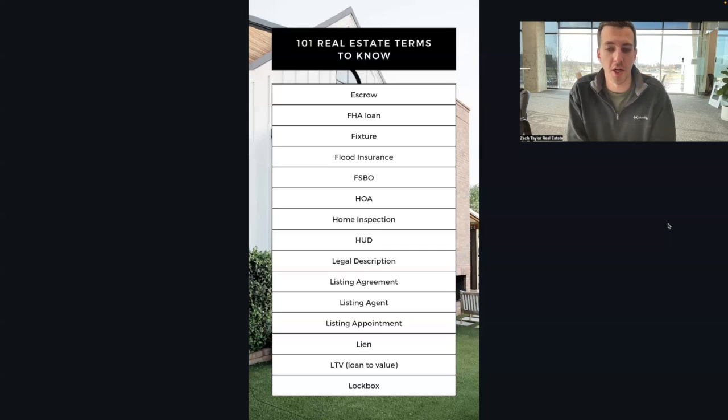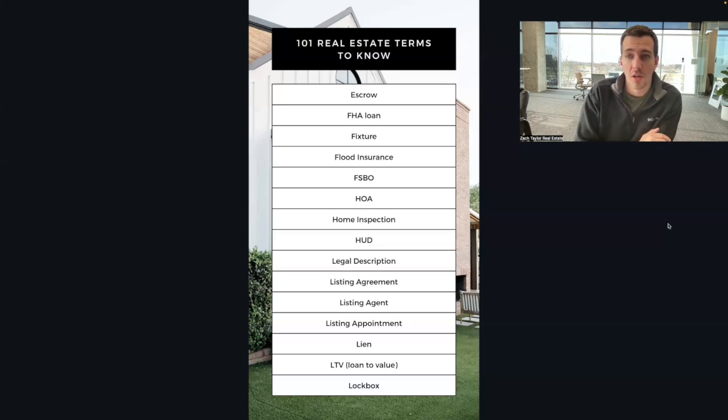Loan to value. So this is a little bit more into the mortgage side, but sometimes you'll hear LTV, which is short for loan to value. So this means a home is worth $100,000 and they're taking out a mortgage of $80,000. So that's an 80% LTV, loan to value ratio.